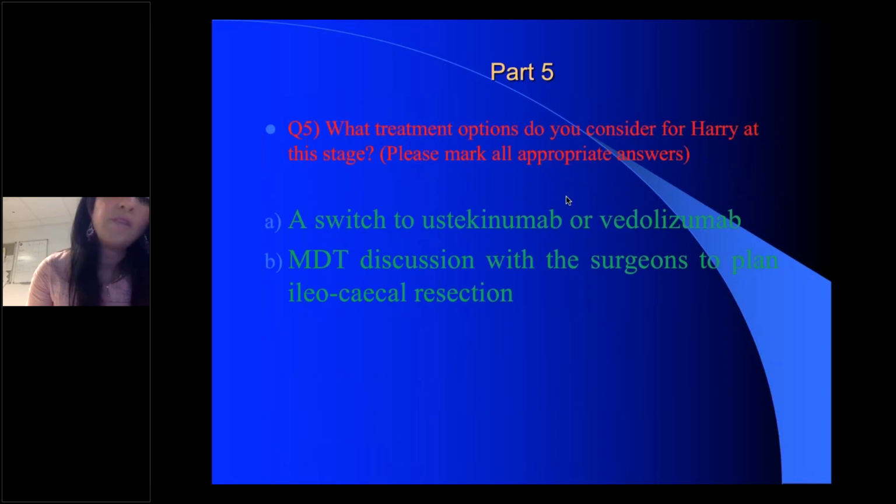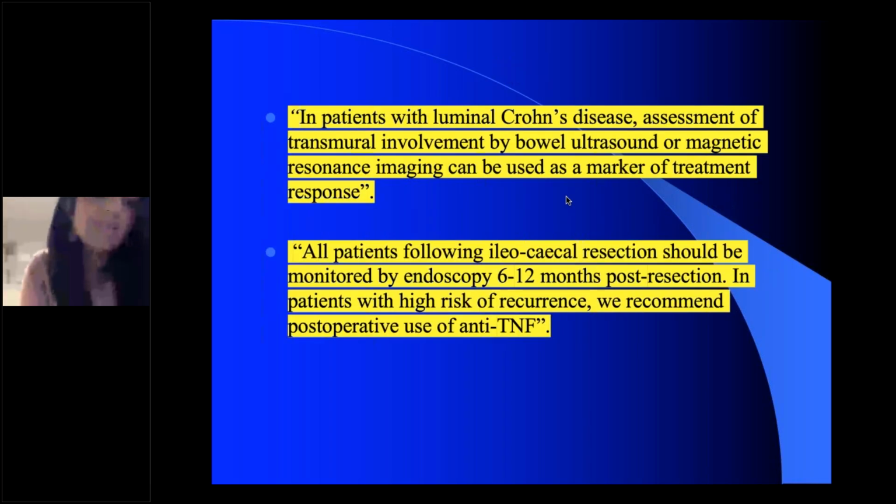No. So it brings me on to my summary statements. In patients with luminal Crohn's disease, you want to reassess for transmural involvement using MRI or bowel ultrasound as a marker for treatment response. So not just using lab markers, but you would want to reassess where that disease is. And all patients who have an ileocecal resection would then need to be reassessed by endoscopy between 6 to 12 months to make sure that they're not at high risk of recurrence of their disease. And again, we would want to continue anti-TNFs in these patients. So for Harry, we would continue the adalimumab.